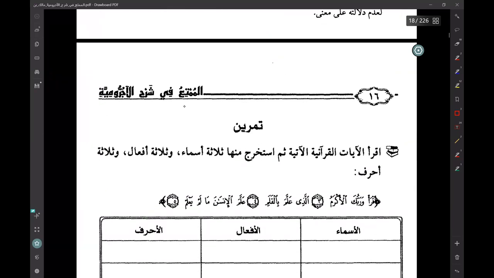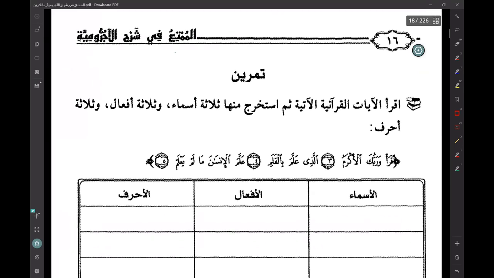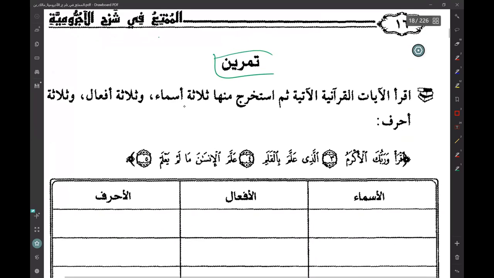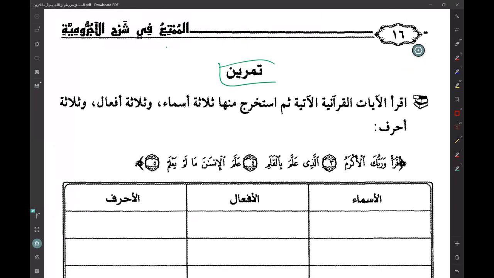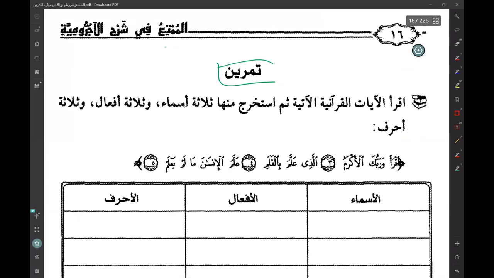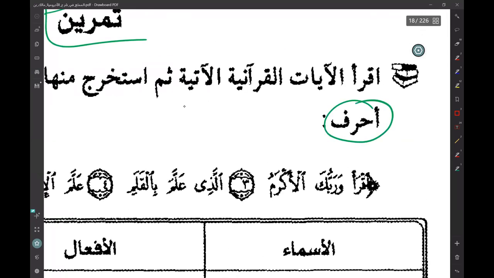Okay, this is nice. So just to wrap things up about these two concepts, we can do this exercise. So it's basically: read the following Quranic verses, then extract from them three nouns, three verbs and three particles. Okay, so here he's using the plural. There's two plurals for harf. So don't get confused, okay?